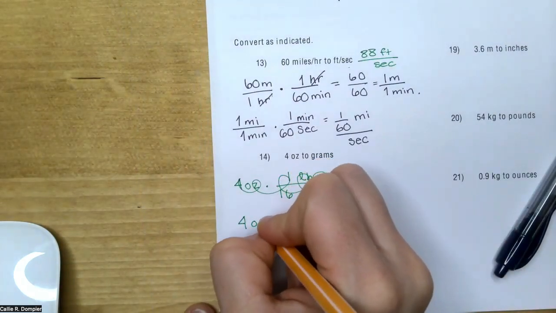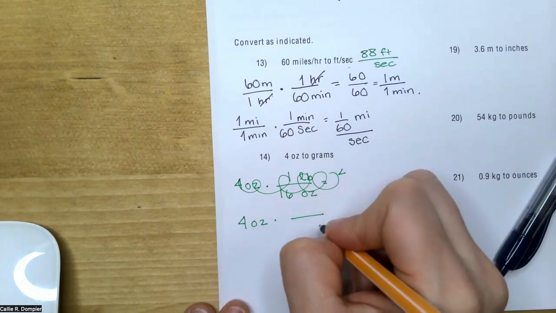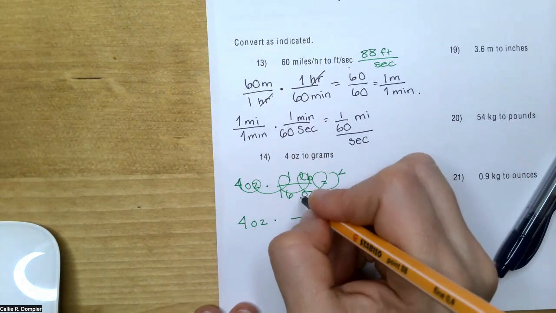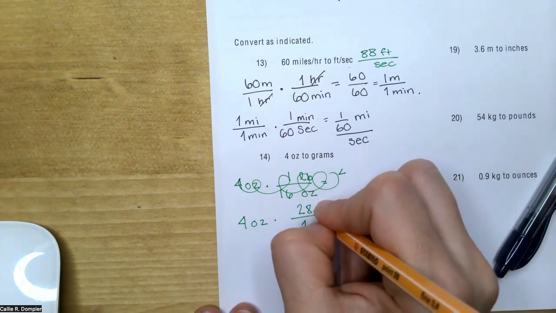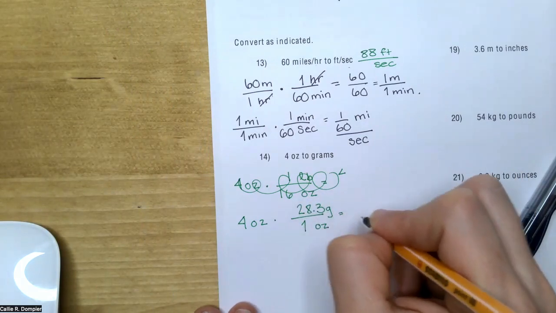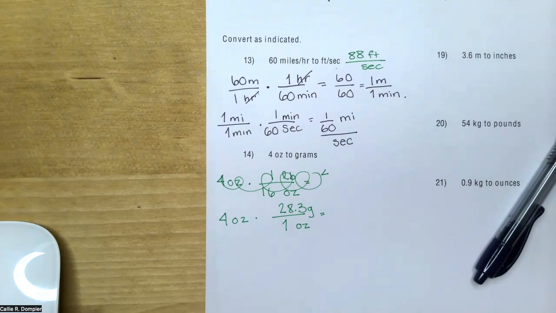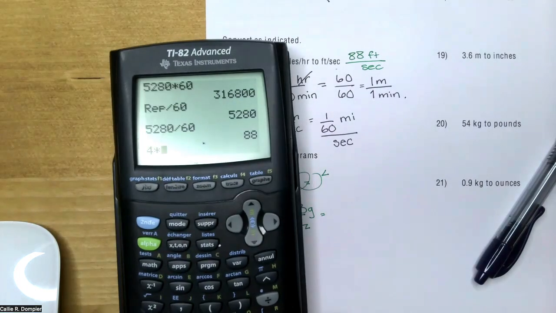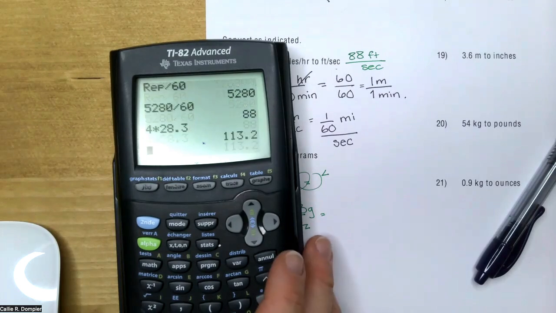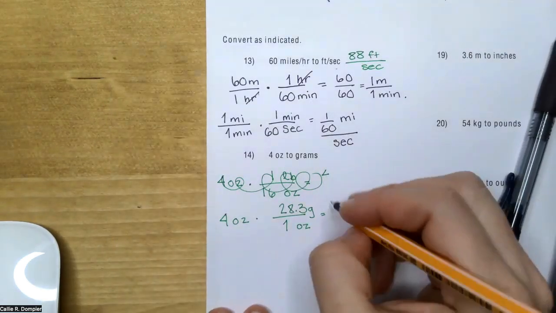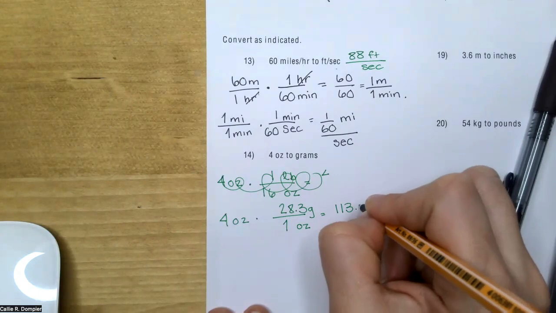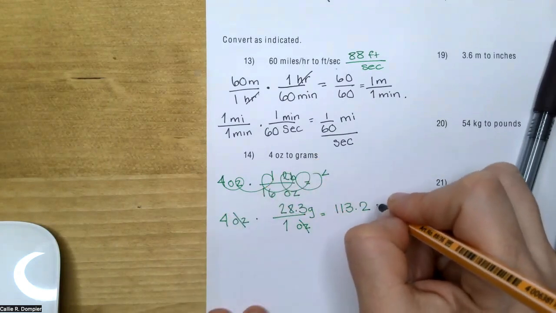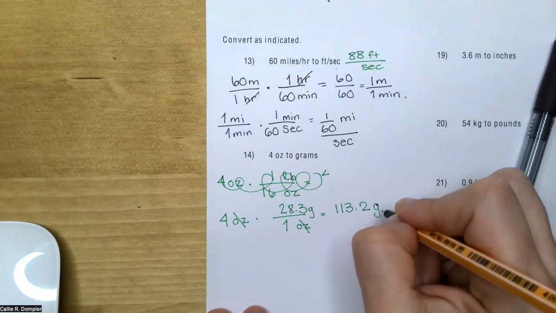So 4 ounces times, we want ounces on the bottom. And we said that 1 ounce is equal to 28.3 grams. So we're just going to multiply 4 times 28.3, which is 113.2. What has been canceled? The ounces, so 113.2 grams.